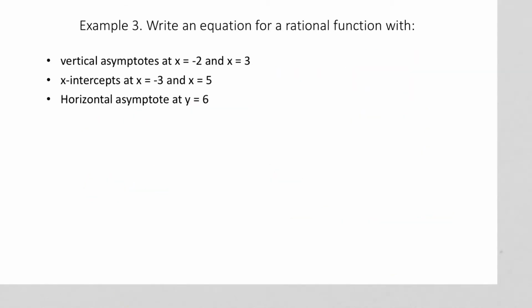Okay, so here's another, similar problem. It says, write an equation for the rational function with vertical asymptotes at negative 2 and 3, x-intercepts at negative 3 and 5, and a horizontal asymptote, y is equal to 6. Once again, the vertical asymptotes are going to give us the factors in the denominator, and the x-intercepts are going to give us the factors in the numerator. So make sure you're taking notes on this example problem, because you'll see one like this in your problem set.